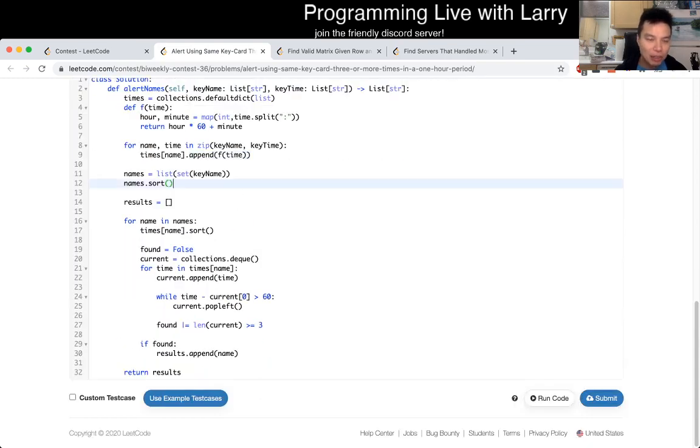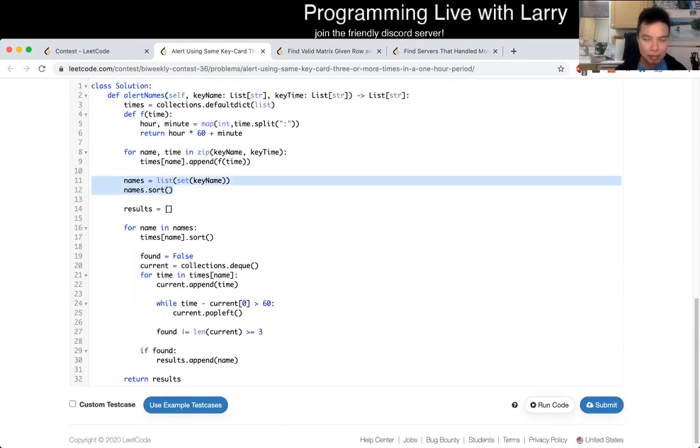And then we do two things. Once we get everyone's names, we sort them. You could do this in a number of ways. I did it right here. And then for each person, we take a look at their times. We sort it first, so that now we can do the two-finger or sliding window, whatever you want to call it, algorithm. And then basically that's pretty much it.